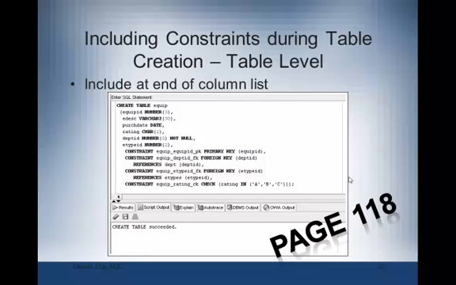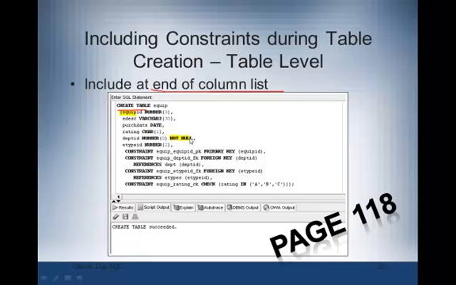Table creation statement where the constraints are defined, created at the table level. We do this by including the constraint creation or the constraint definition at the end of the column list. So, in our create table statement, we're going to start defining our columns by providing column names and data types and so on. Now here's a not null.